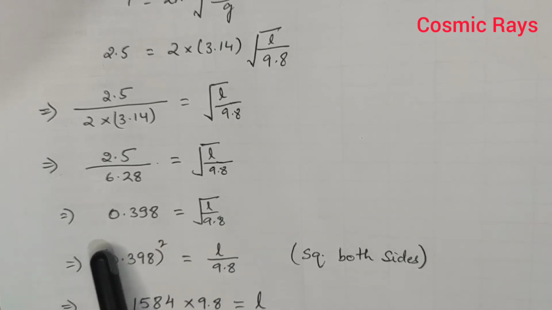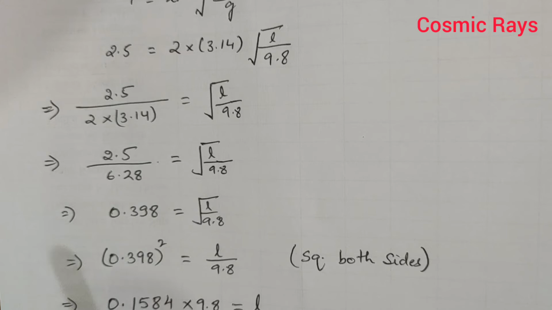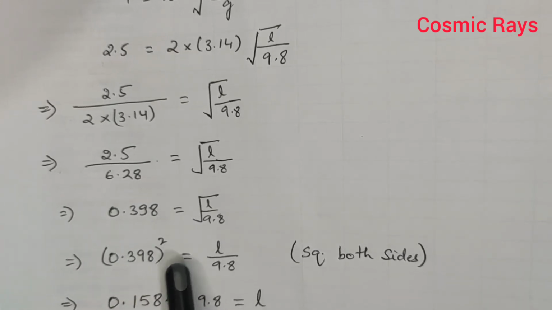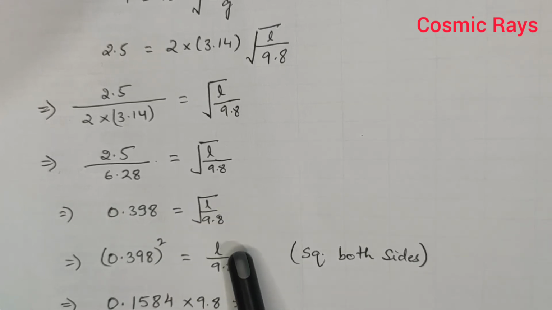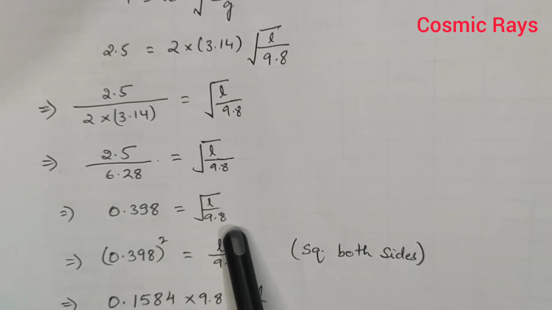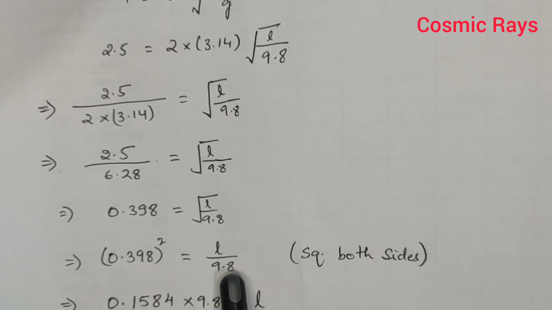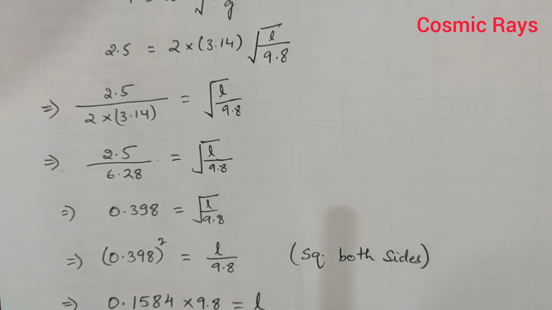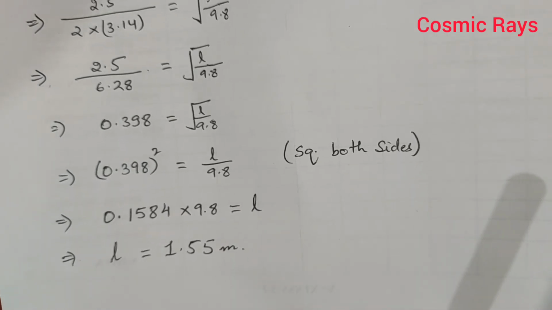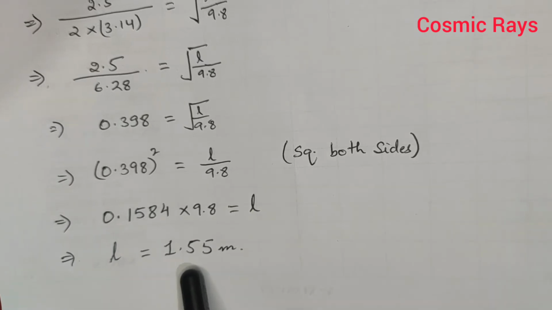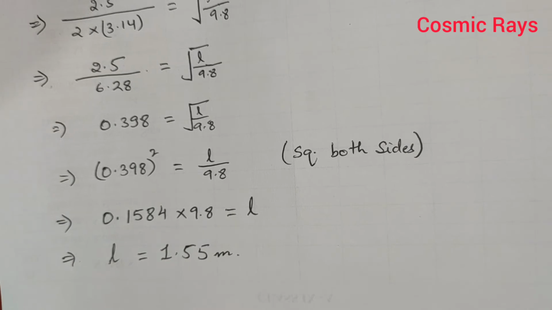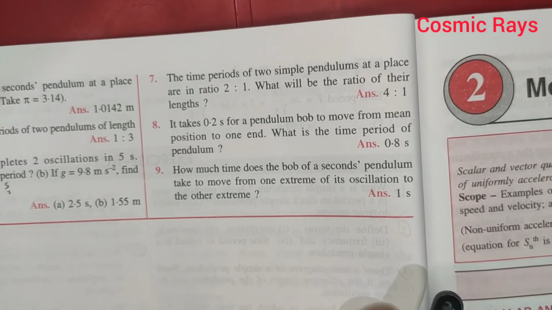Now to remove the root, we square both sides. So here I have written squaring both sides. We will have 0.398 square is equal to, the root cancels out, L by 9.8. So we have to find L. We will take this to the other side. So the square of this is 0.1584 multiplied by 9.8. This comes out to be the effective length, or the required length, will be 1.55 meter.